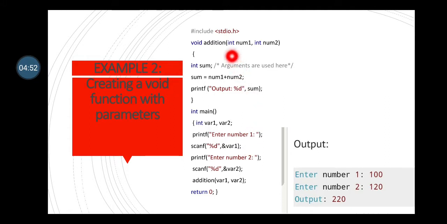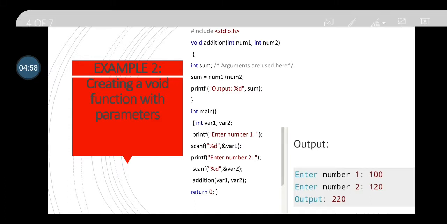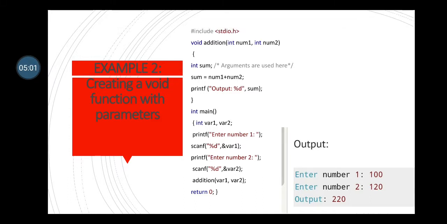Now we will call this function addition over here. So addition, and you need to pass two actual parameters, and the two actual parameters are variable 1 and variable 2. So addition(var1, var2). The value of variable 1 will be assigned into number 1, and the value of variable 2 will be assigned into number 2, and the addition will be performed, and it will be stored in your variable sum.